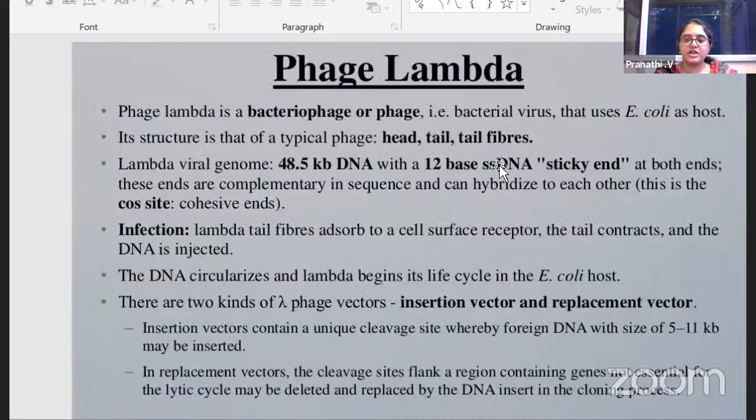So you have a phage lambda, a lambda phage as it is known. Its viral DNA is around 48.5 kilobases with 12-base single-stranded sticky ends. In infection, what can happen is the phage goes onto the cell surface receptor.